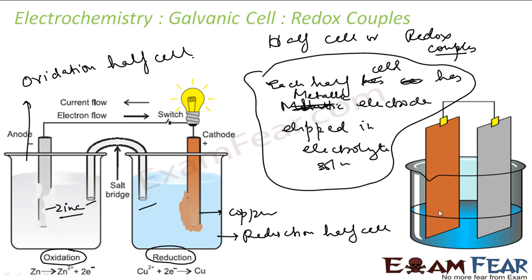In the case where both the metallic electrodes are dipped in the same solution, then the salt bridge is not required, because they're in the same solution, so the ions can pass and it'll be neutral anyway. Right? And using these combinations of oxidation and reduction half cells, you can create n number of galvanic cells, because galvanic cell is a general term, right? Galvanic or voltaic or electrochemical cell, they are the same thing, correct? Daniell cell is one type of galvanic cell. Similarly, you can have n number of types of galvanic cell, right?